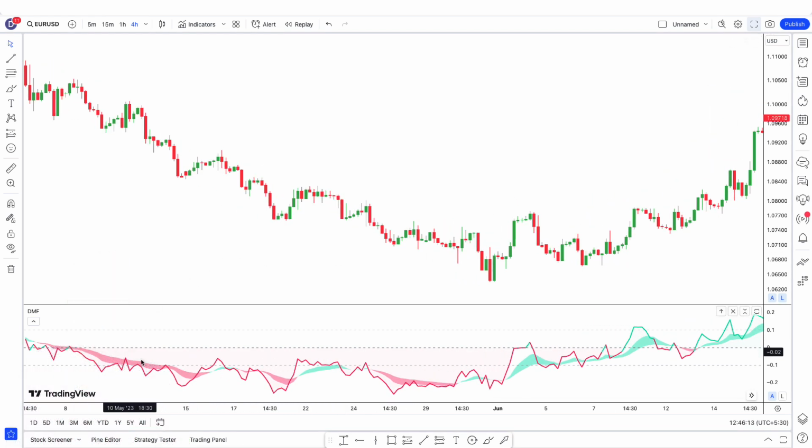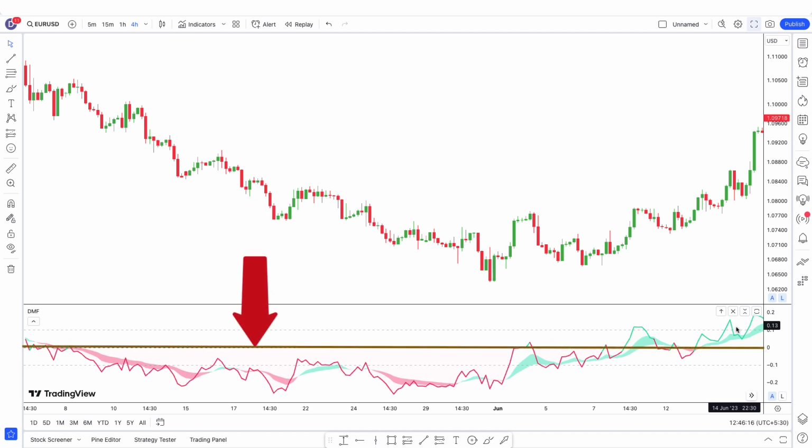This line that changes color between red and green is the dynamic money flow line, and it's the main part of this indicator. When it's below 0, it shows that selling volume is higher than buying volume, and among market participants, there is more interest to sell. And on the other hand, when it's above 0, it shows that buying volume is higher than selling volume and there is more interest to buy.